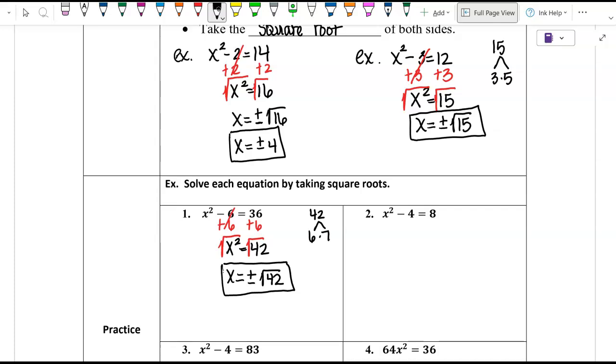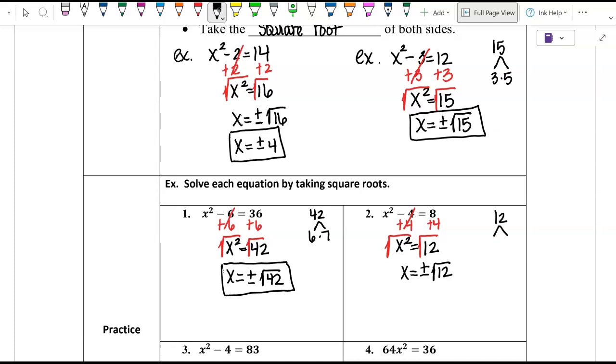Number 2, x squared minus 4 equals 8. We're going to add 4 to both sides. So x squared equals 12. Now that I have the x squared term isolated, take the square root of both sides. x equals plus or minus the square root of 12.